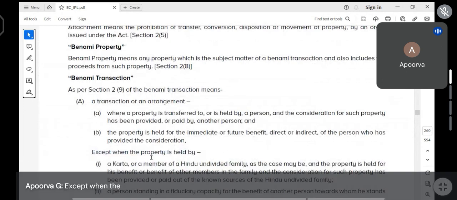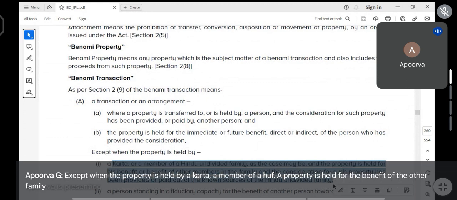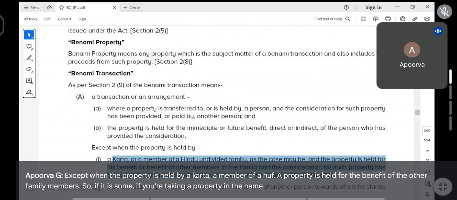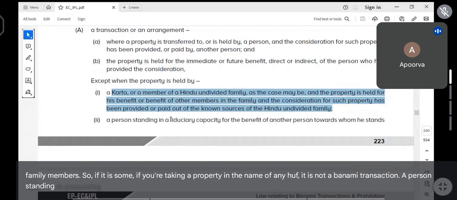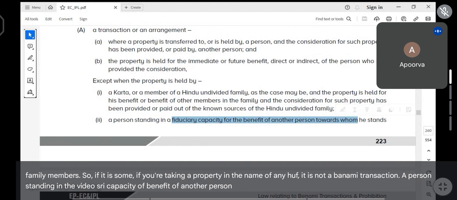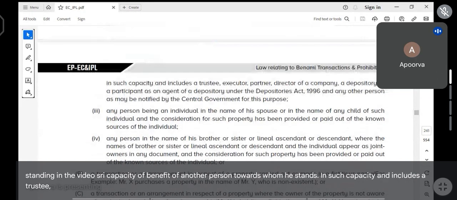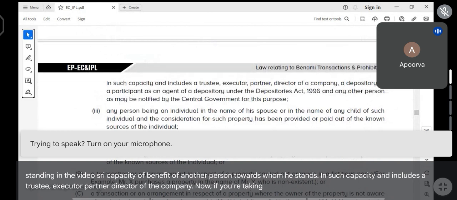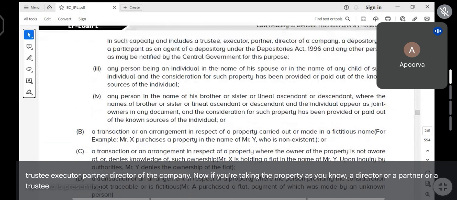Next, moving ahead with the definition. Except when the property is held by a karta, a member of a HUF, a property is held for the benefit of the other family members. So if you're taking a property in the name of any HUF, it is not a benami transaction. A person standing in a fiduciary capacity for the benefit of another person towards whom he stands in such capacity, and includes a trustee, executor, partner, director of the company.